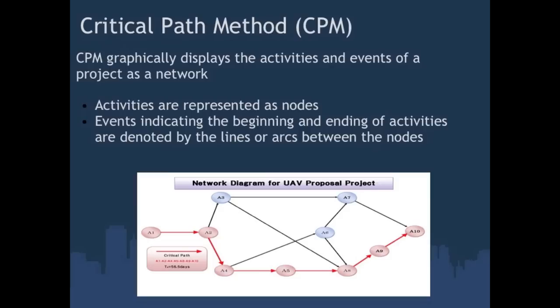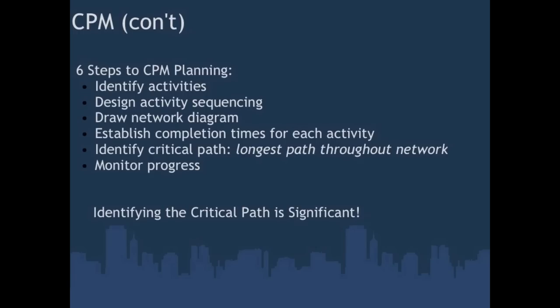The benefits of using the critical path method in project management are: it displays the entire project as an easy-to-follow graph, it determines the timeline for project completion, and it indicates which activities are critical for on-time completion of the project and which are not. There are 6 steps in CPM planning, and these are what they are.